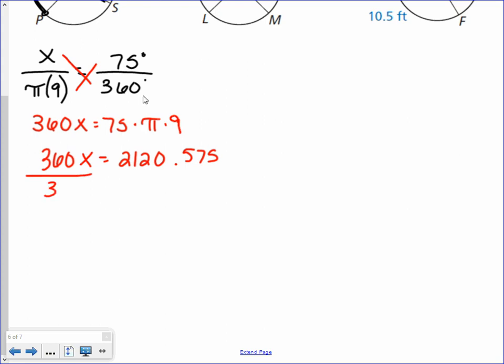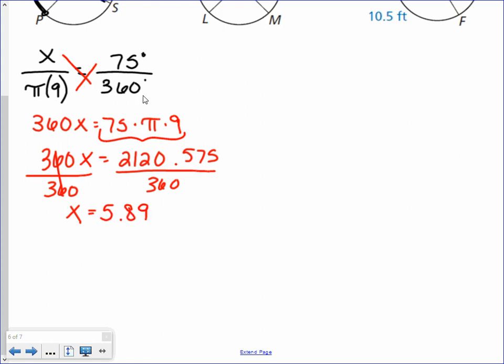But it's okay if you don't do it that way. I know some people just really get thrown off by the pi, so if you just want to multiply right away and get rid of the pi, you certainly can. You could have even multiplied up here and taken pi times 9 and written that as a decimal right away. Okay? 2120.575 divided by 360 is about 5.89.